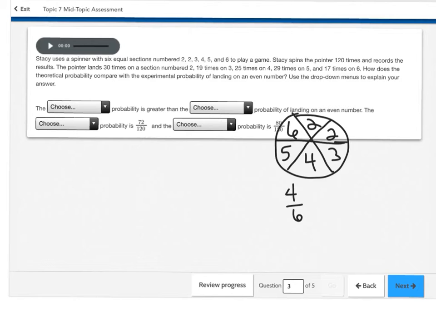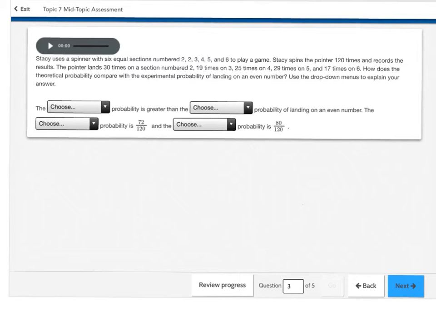If we look at our next question, it looks like we have the same setup, so I shouldn't have deleted my spinner, I guess. Stacy spins the pointer 120 times and records the results. The pointer lands 30 times on a 2, 19 times on the 3, 25 times on the 4, 29 times on the 5, 17 times on the 6. How does the theoretical probability compare with the experimental probability of landing on an even number?